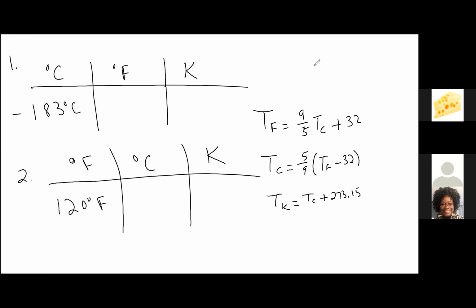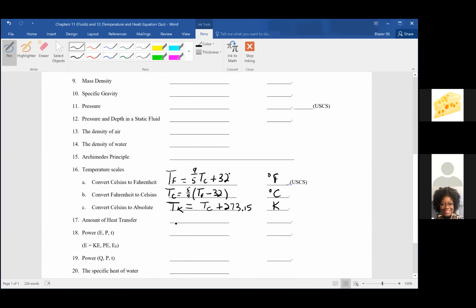Let me go now to our other equation. This equation is called the amount of heat transfer. Let me tell you what's going on in this equation. When we heat something up or cool something down, we're changing its temperature. That can only be done by adding heat energy or removing heat energy. What is being transferred is energy, and energy is measured in joules.